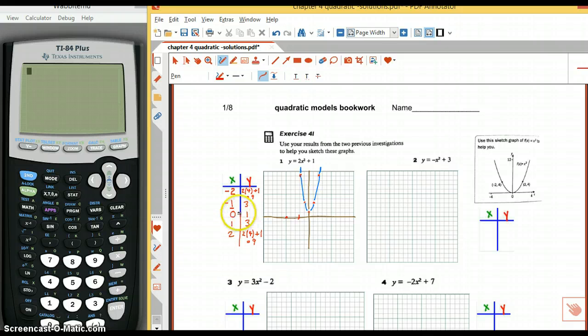Now, this point is for x equals 0. If we put 0 in here, that's a pretty easy calculation. 0 squared is 0 times 2 is 0 plus 1. So we get y equals 1. And that we graph right here, 0 comma 1.